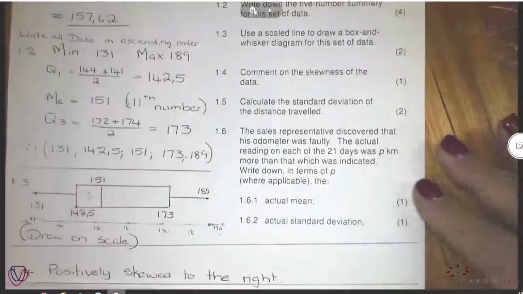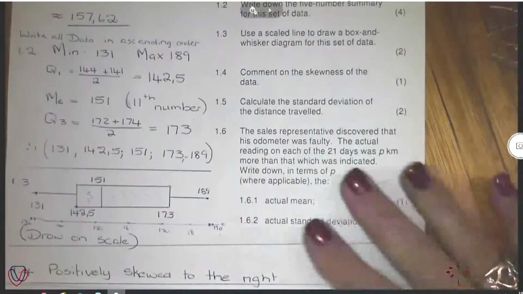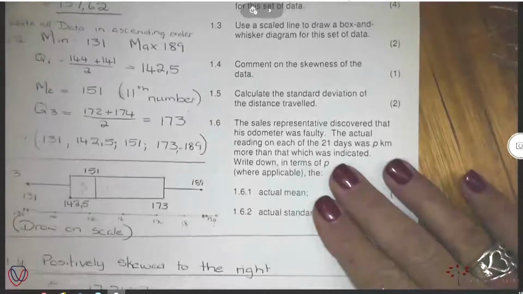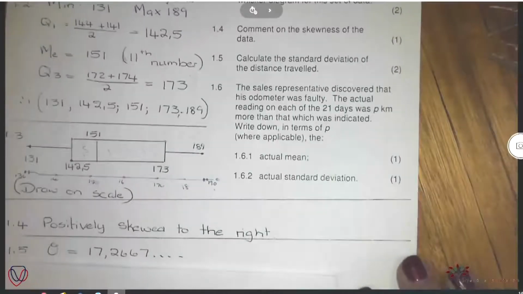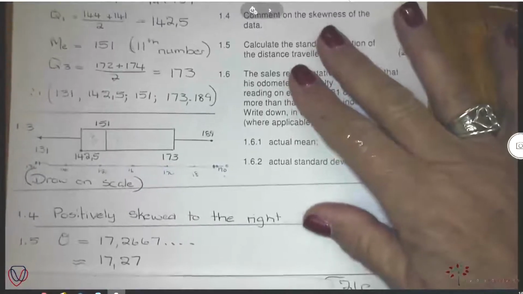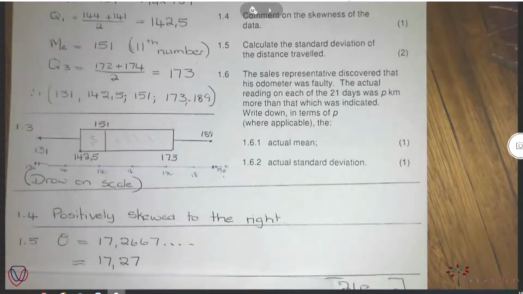Now let's have a look at 1.5. Calculate the standard deviation of the distance traveled. Well, people, I'm not going to do it now because you've got to put all those given numbers into your calculator, follow your rules, and you will get to your standard deviation. I think you all know the little recipe for that. I hope so. And if you don't know, you go to your teacher, you say to your teacher, please explain how to get the standard deviation to me once again. It is only 1 mark for a lot of work.